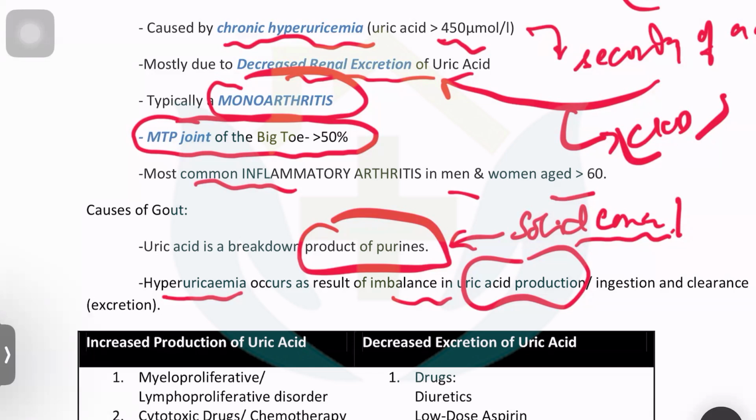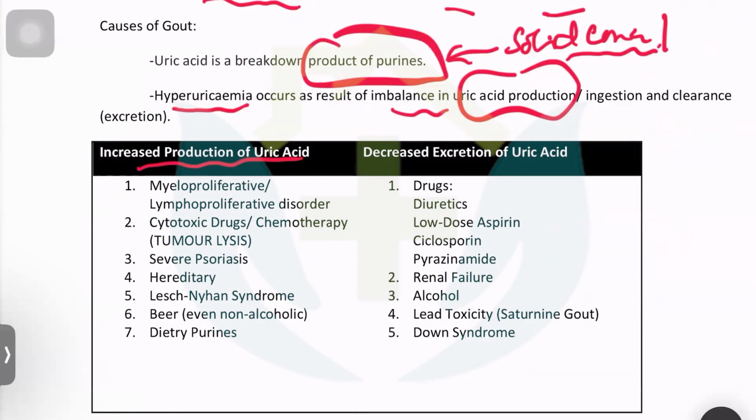And the second reason is when the excretion is decreased. So whatever is being produced will accumulate gradually because the excretion is decreased, leading to symptoms of gout. So what are the increased production of uric acid syndromes? One is cancer, second is cytotoxic drugs, then severe psoriasis, any autoimmune disease which is very aggressive, they can lead to this, and Lesch-Nyhan syndrome, beer, even non-alcoholic beers, they can lead to hyperuricemia. Can anyone tell me what is Lesch-Nyhan syndrome?